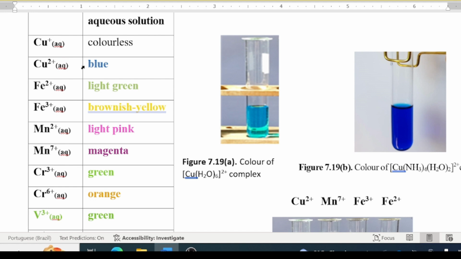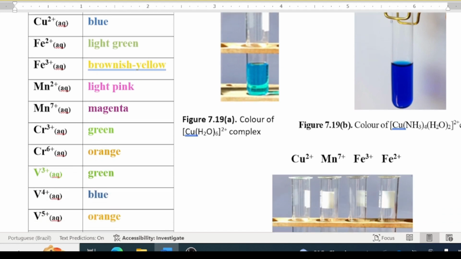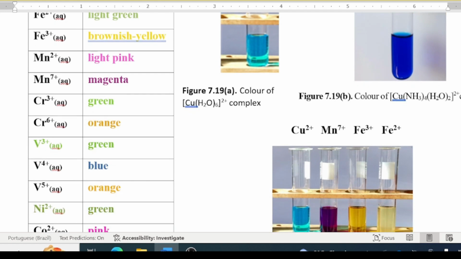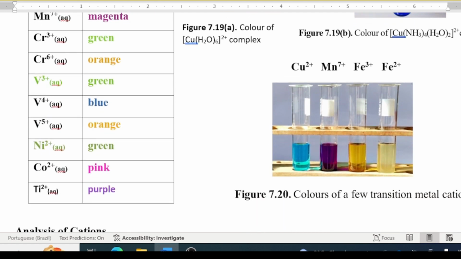This color is blue, iron 2 is light green, iron 3 reddish brown, yellowish brown, manganese 2 light pink, Mn7 magenta color, chromium 3 green, chromium 6 orange, vanadium 3 green, vanadium 4 blue, vanadium 5 orange, and nickel green, cobalt pink, titanium purple. And here you're seeing some real solutions.